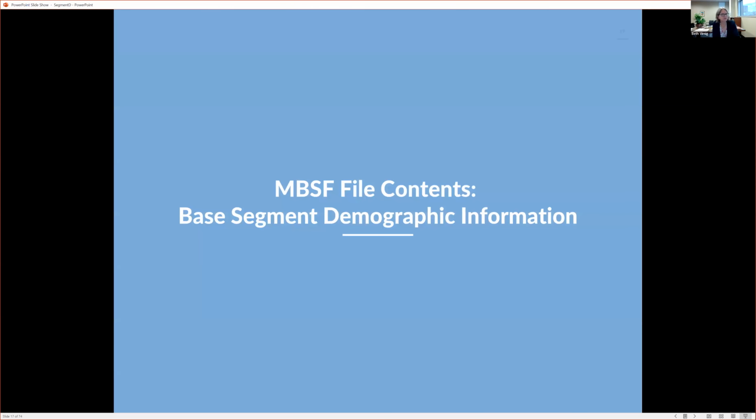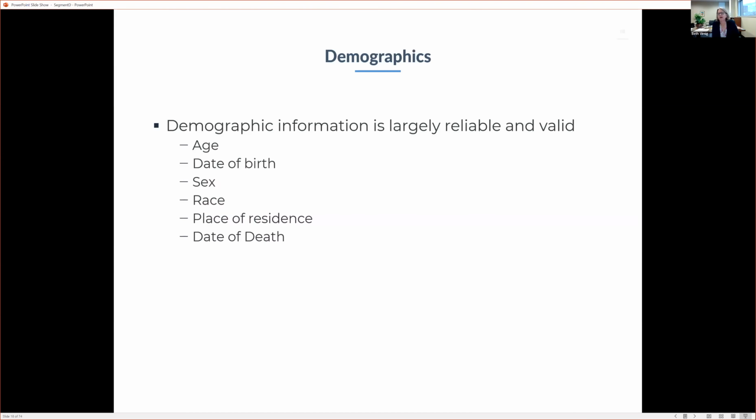So when we think about the MBSF, the base segment, the A/B/C/D, one of the things it has is the demographics. It has age, date of birth, gender or sex, race, place of residence, and date of death. The demographic information is largely reliable and valid. If you remember, reliable is, do you get the same thing over and over again? If I ask for the same file 3 times, for the same person, will I get the same answer? And the answer is yes, because it's from CMS.